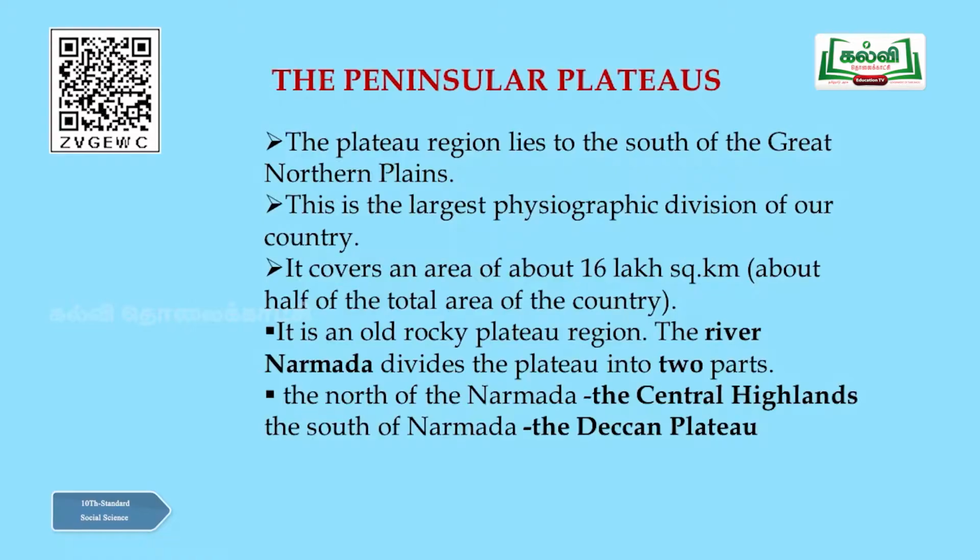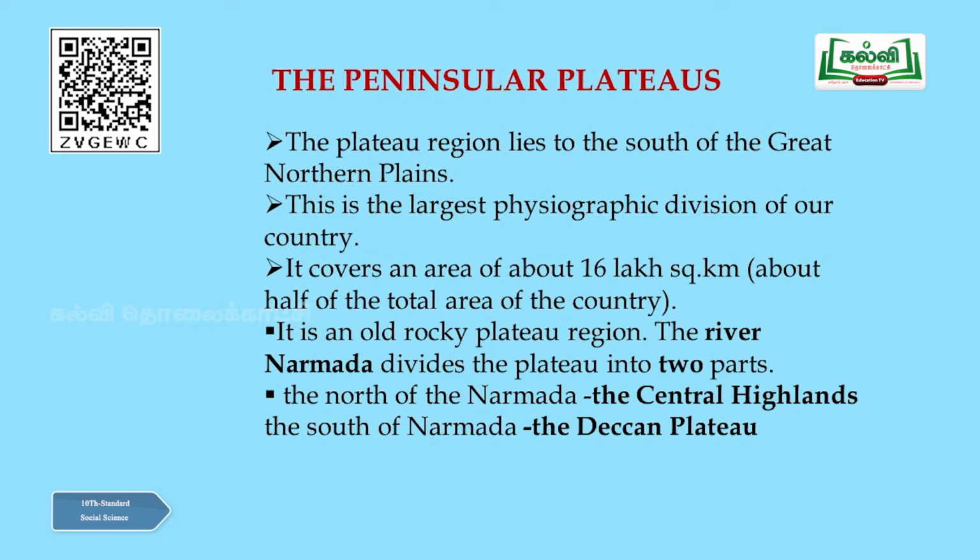In this topic, today we are going to start from Peninsula Plateau, the third important physiographic division of India. This plateau region lies to the south of Great Northern Plains. This is the largest physiographic division of our country. It covers an area of about 16 lakh square kilometer, that is about half of the total area of the country. This plateau is an old rocky plateau region, and here the river Narmada divides this plateau into 2 parts.